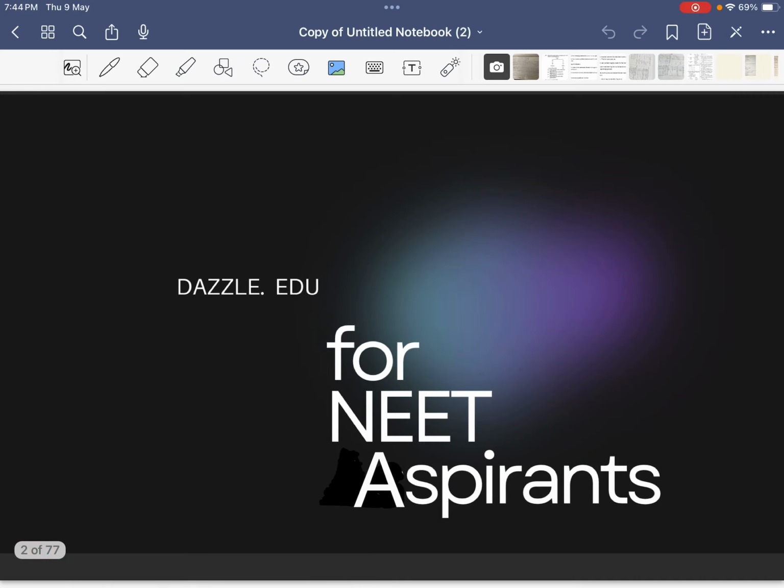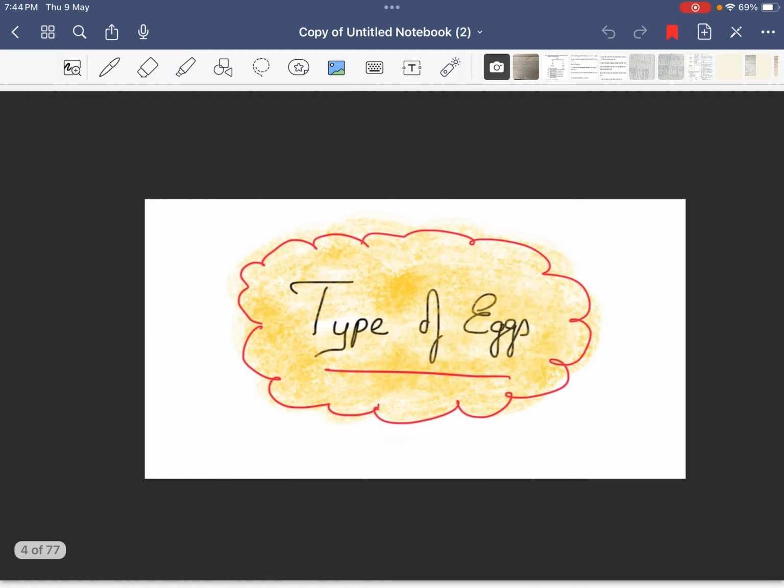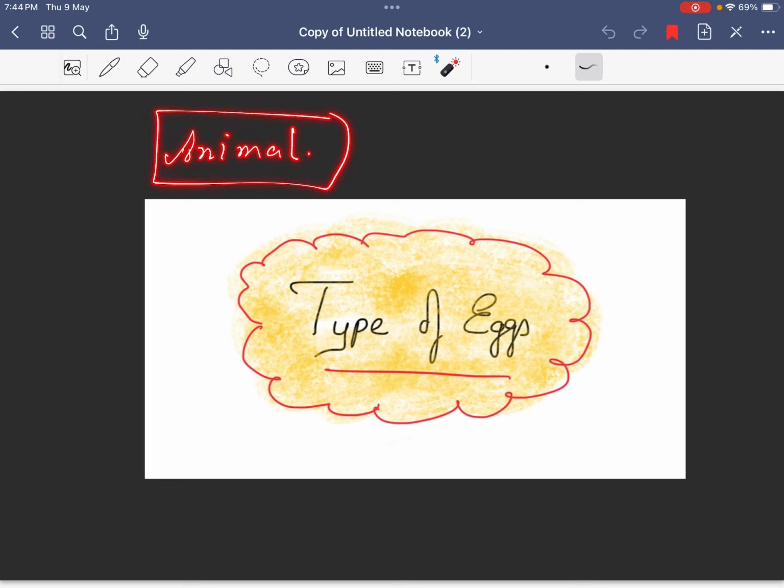So, as we know, the channel is completely dedicated to NEET aspirants. Today, we will be learning about a special topic in your biology, which you will require for your animal kingdom as well as for human reproduction. So we will be learning about the types of eggs seen in animals. As we know, animals which undergo sexual reproduction require gamete formation. One important gamete is the egg, and eggs are of different types. Let's have a look at it.